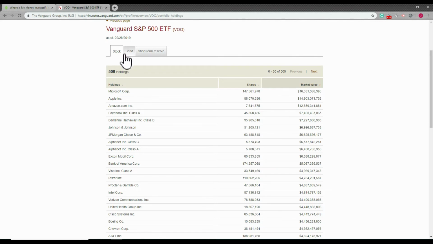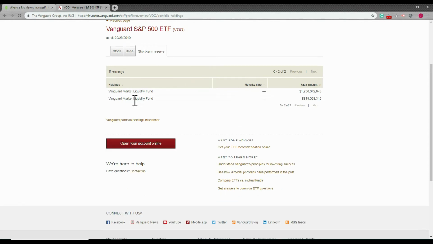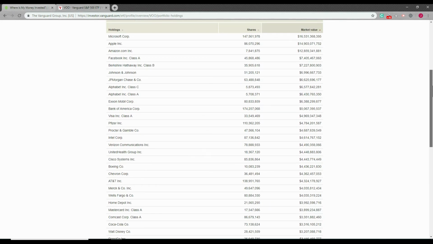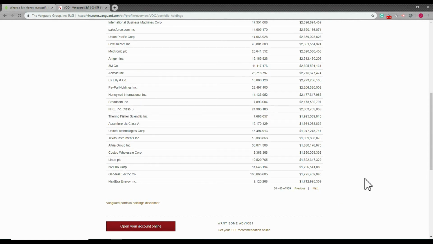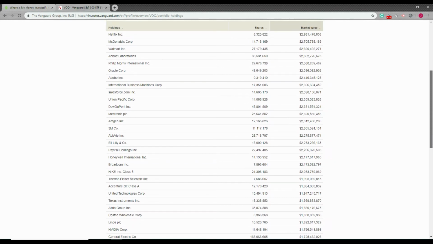Then they show you also the bonds that they have, which you can see they have United States Treasury bills, where they have those bonds, and then they have a short-term first, and all this information that you can also look up. But yeah, so that shows you that portfolio and what they're invested in. And they're invested in large company stocks. So these are typically some of the larger companies that you are familiar with. As you can see here, we click over the next page. You got Netflix, McDonald's, Walmart, Abbott Laboratories, Philip Morris, Oracle, Adobe, and so forth.